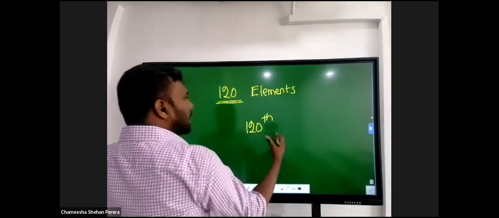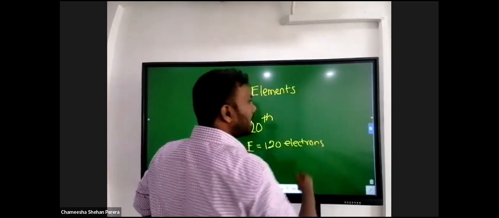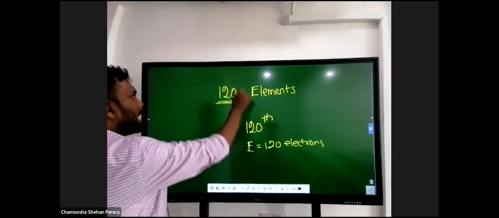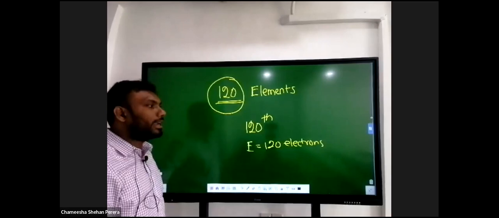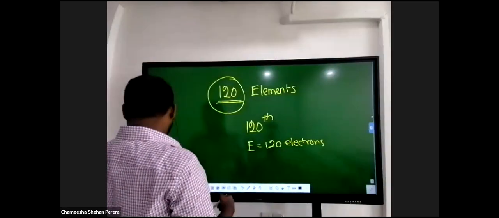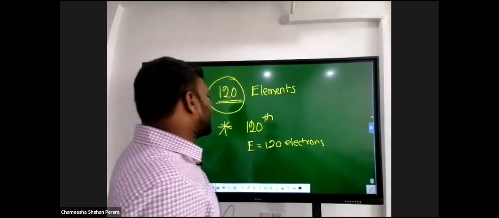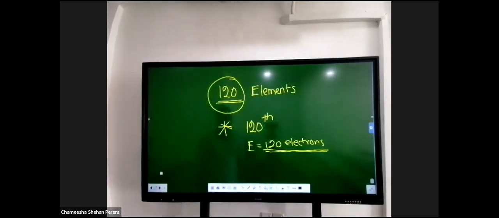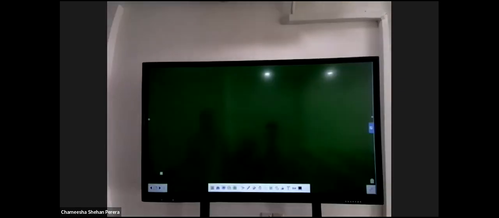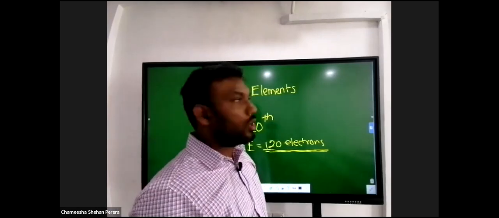The 120th element contains only 120 electrons. Take it in your mind very seriously. We have only 120 elements found so far, right? Even the 120th element contains only 120 electrons. So can you remember?